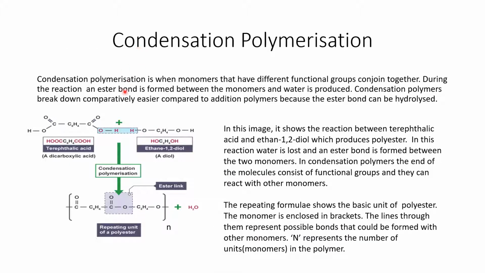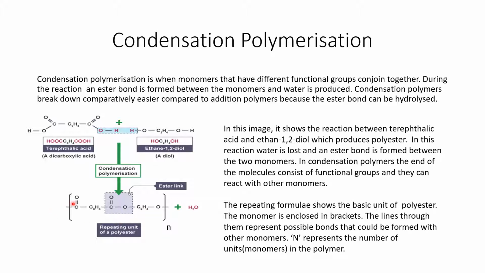Condensation polymerization is when monomers with different functional groups conjoin together. In the reaction, an ester bond is formed between the two monomers and water is produced. In this reaction, for instance, terephthalic acid reacts with ethane-1,2-diol. A hydroxyl group is removed from the acid and hydrogen from the alcohol, and water is produced. This reaction produces ester, or in this case, polyester.